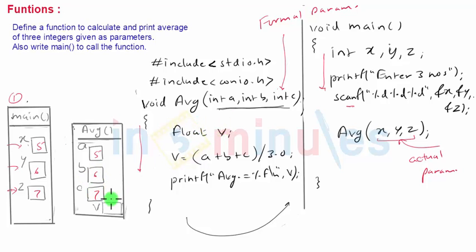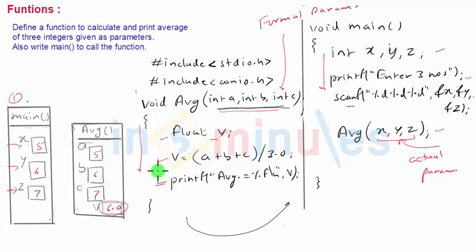Then float v will be defined in function. V does the calculation as average, will get 6.0, and then it prints the value of average. Obviously then the program will return back to main and terminate. So overall process is like this. Main starts, defines variables x, y, z, inputs the values for x, y, z, then calls the function and gives values of x, y, z to a, b, c. Function defines a new variable for average, calculates the average and displays the average.